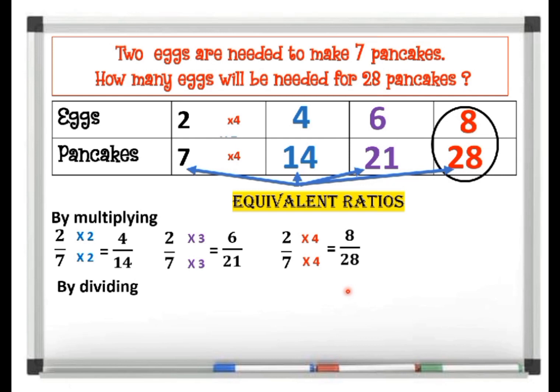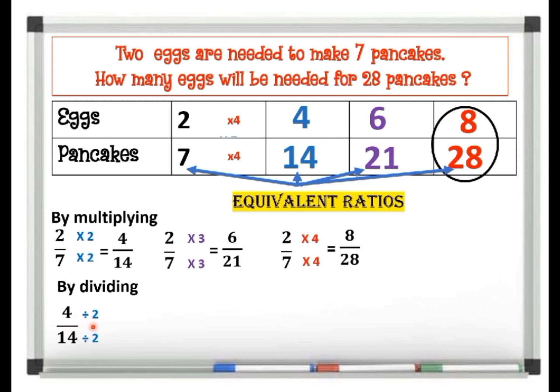Now, if ang given natin ay nasa higher term or malaking number, and you need to find the smaller term or yung simplified term, so, anong kailangan natin gawin? Yes, we are going to use division or we are going to divide. Okay, for example, 4 over 14. What do you think is the number that can be divided by 4 over 14? Yes, they can be divided by 2.